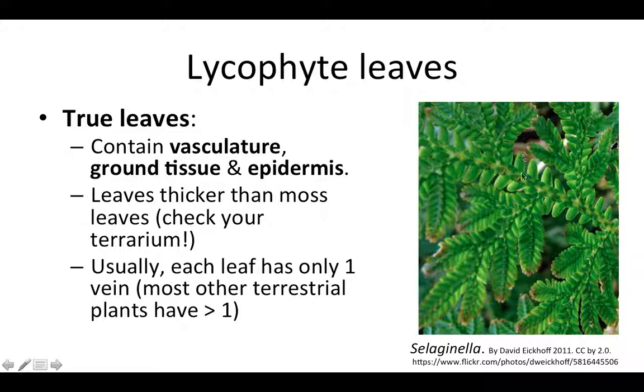Now, these are true leaves in the lycophyte, but they're going to differ from the leaves that we see in the ferns, the gymnosperms, and the angiosperms. The difference is that in the lycophytes, there's only one vein in each of these leaves in most cases. In almost all ferns and all gymnosperms and angiosperms, the veins are going to branch and there will be multiple veins in each leaf.